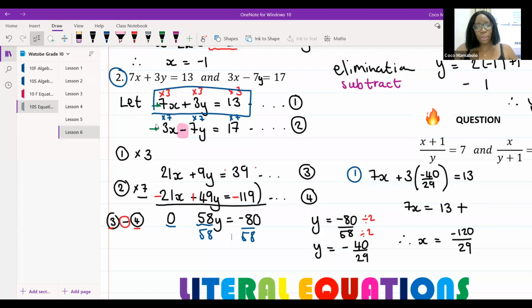Actually, Courtney, I think your answer is correct and mine is wrong. Because I'm now realizing this would have become 13 plus 120/29, and then we add those two and then divide by 7. So I feel like your answer is a lot more right than mine is.